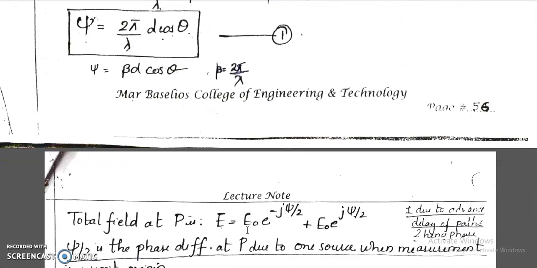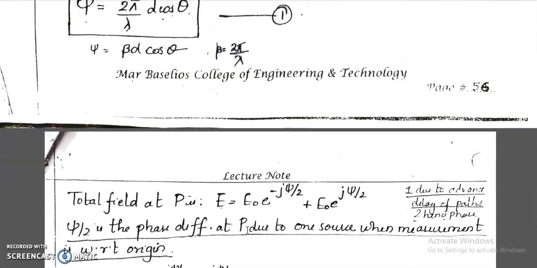Next, we want to find the total field at the point P. It can be computed as the vector sum of the field due to each source. So the net electric field E is equal to E0 into e raised to minus j psi by 2 plus E0 into e raised to plus j psi by 2.